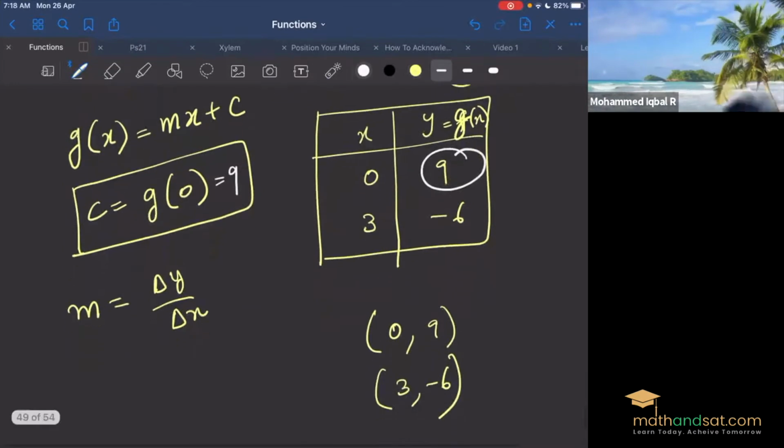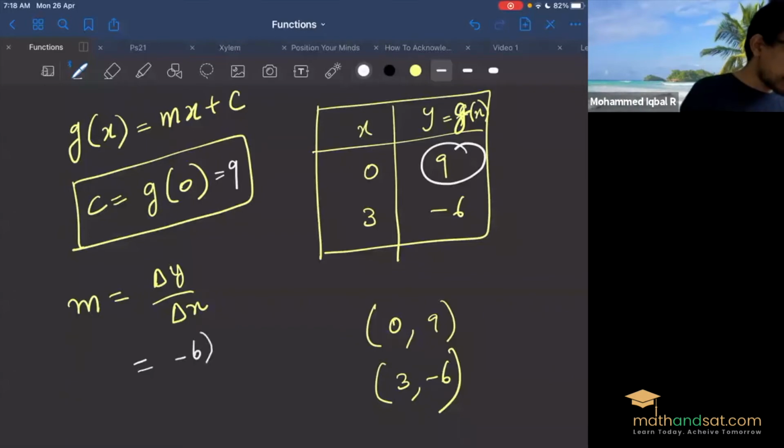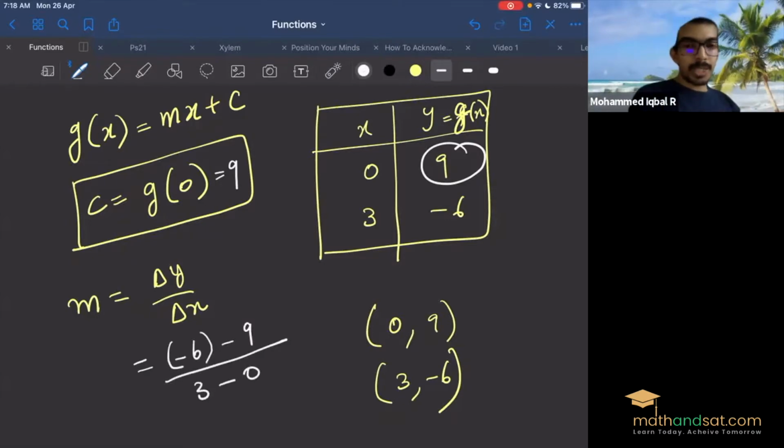And what about m? M is change in output divided by change in input. Change in output is -6 minus 9. You take the corresponding change here, 3 minus 0. If you take the difference between the second and the first for y, then for x also you have to take the difference between the second and the first. Whatever order you choose in the numerator, you have to follow that order in the denominator as well.